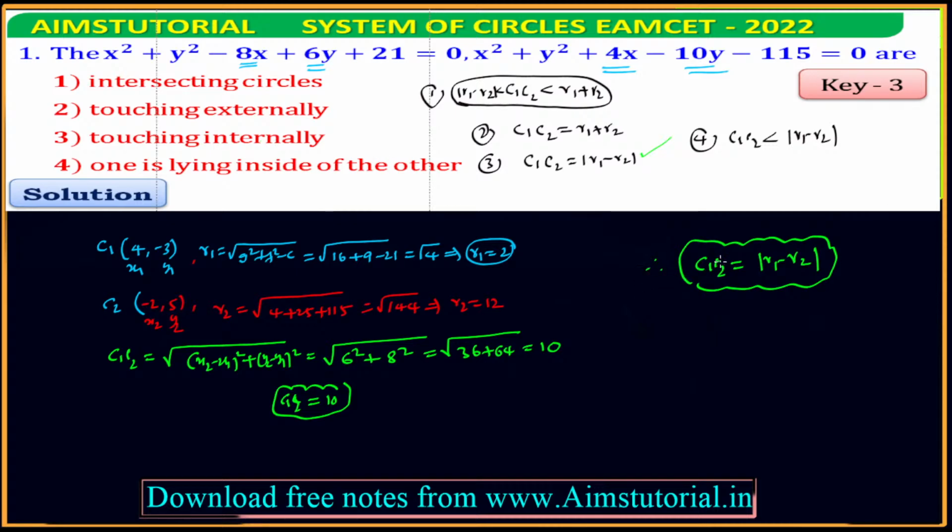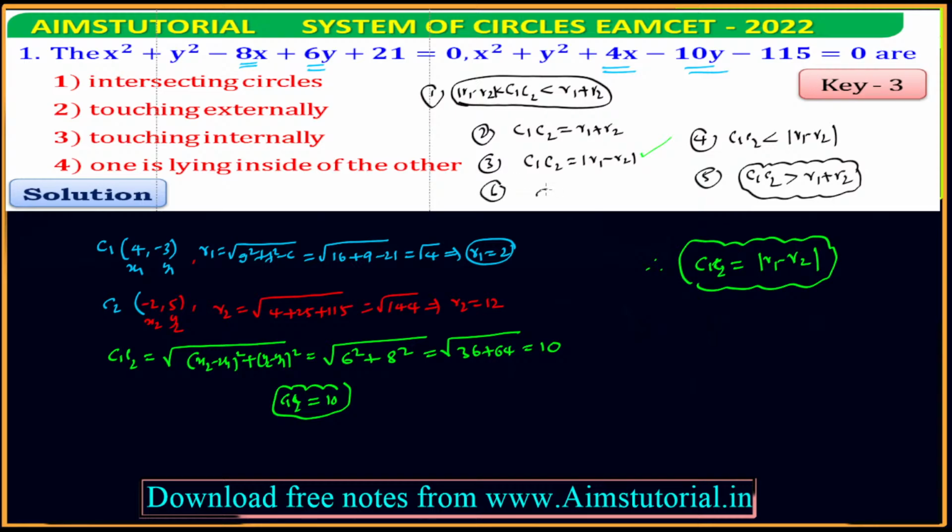If C1C2 equals mod R1 minus R2, the given circles touch each other internally. If C1C2 equals R1 plus R2, they touch externally. If C1C2 is less than mod R1 minus R2, one circle completely lies inside the other. If C1C2 lies between mod R1 minus R2 and R1 plus R2, the circles intersect each other. One more condition, case 5: if C1C2 is greater than R1 plus R2, one circle lies outside the other circle.